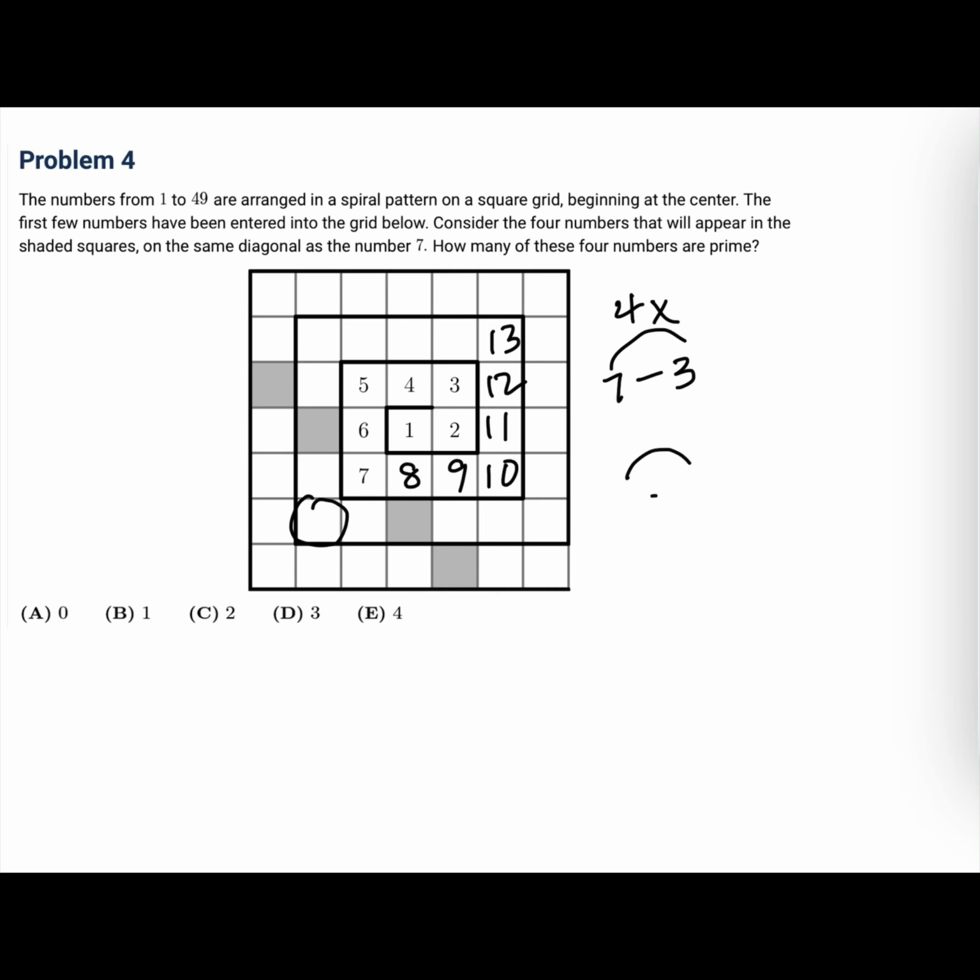This number and 13 will have a difference of 4 times 2, because in the first ring, 7 and 3 had a difference of 4 times 1. 4 times 2 equals 8, 8 plus 13 equals 21. The number across from 13 is 21. Using another pattern, we can find the number after 21 in this diagonal.